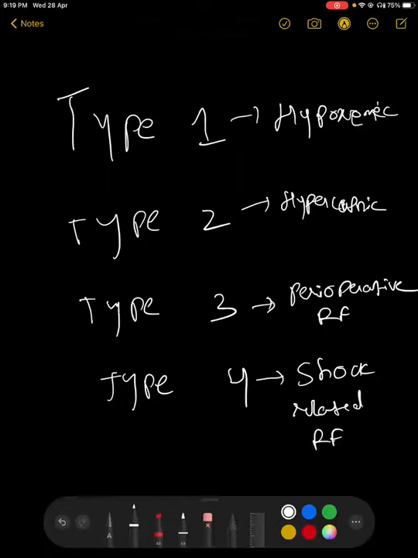Okay, this is about type 3 and type 4. They don't have a particular approach, because most of the type 3 management coincides with type 1, and type 4 management mostly coincides with type 2 respiratory failure. Now we are going to move into the approach towards each kind of respiratory failure.